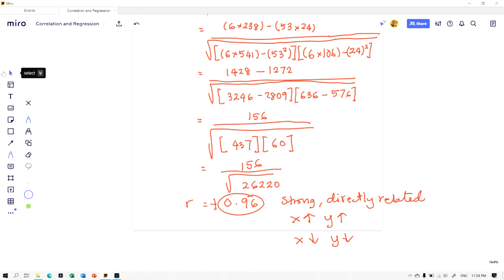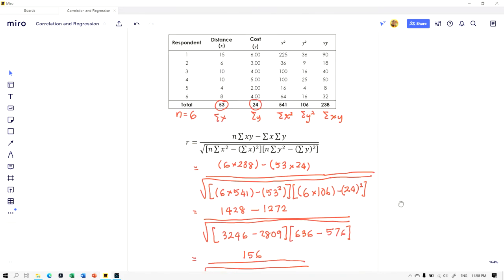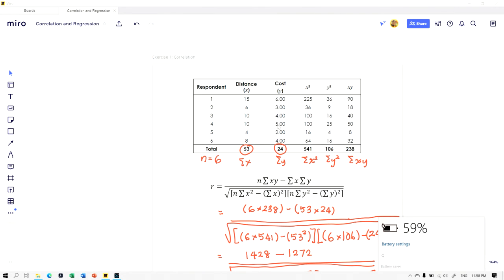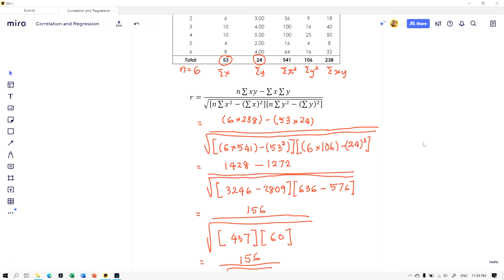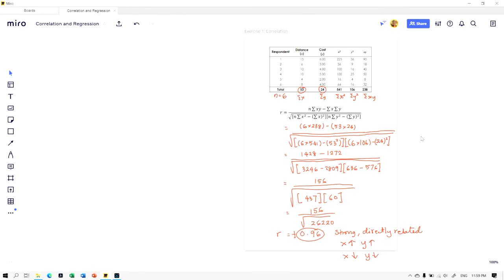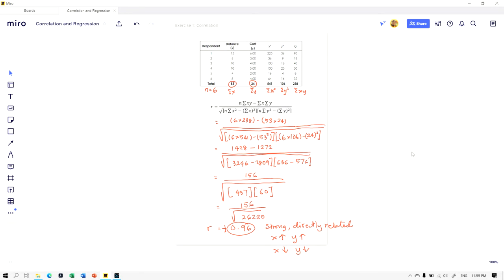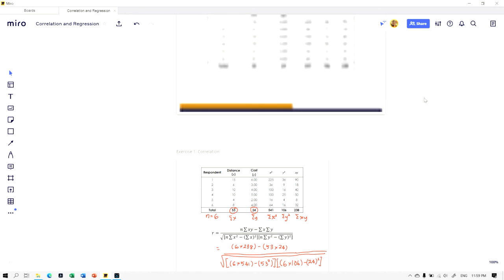If we interpret these results, we can say that when distance increases, the cost will also increase, or when distance decreases, cost will also decrease. So this is how we interpret the value of the correlation using Pearson correlation coefficient r.